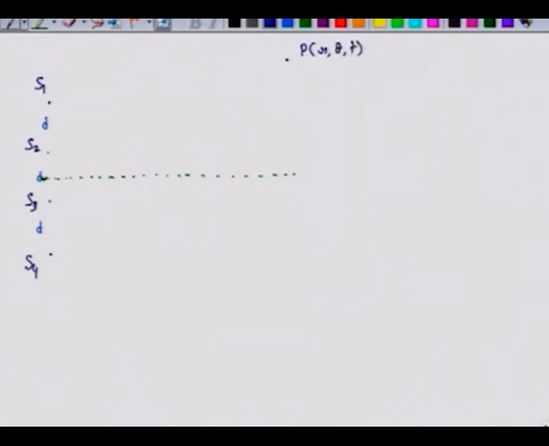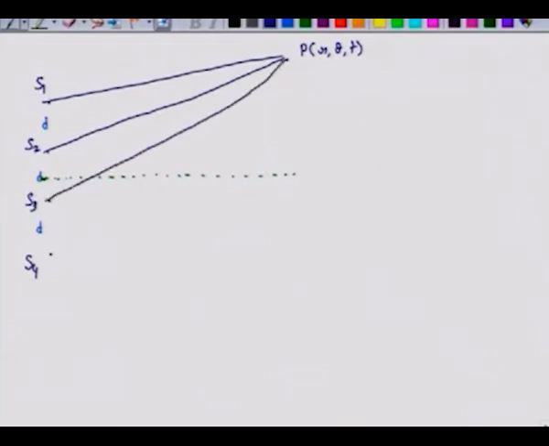As I did earlier in case of two sound sources, I am going to construct lines which connect these sources, from S1 to P, S2 to P, S3 to P and S4 to P, and I call these lines or vectors r1, r2, r3 and r4.